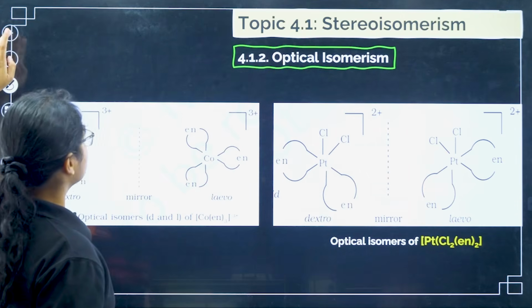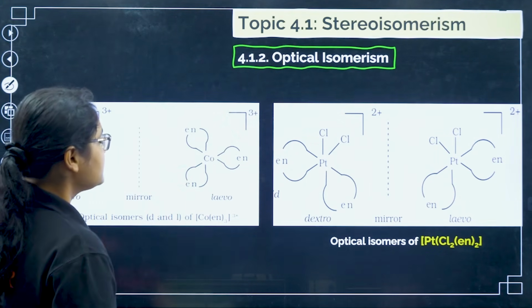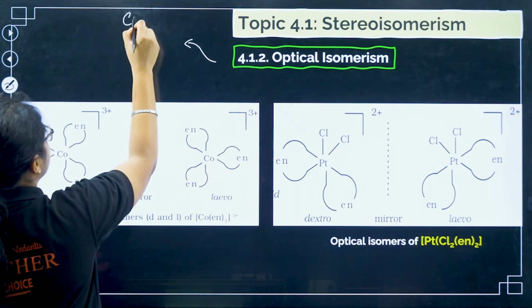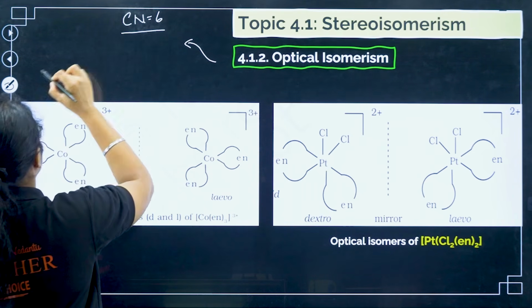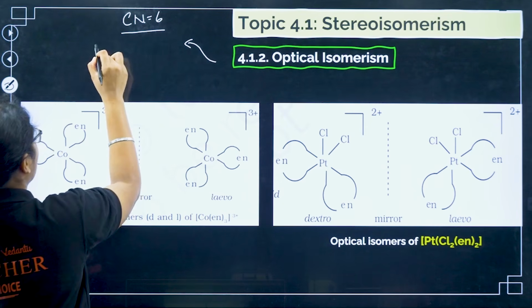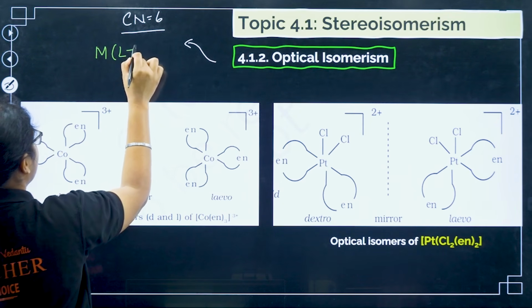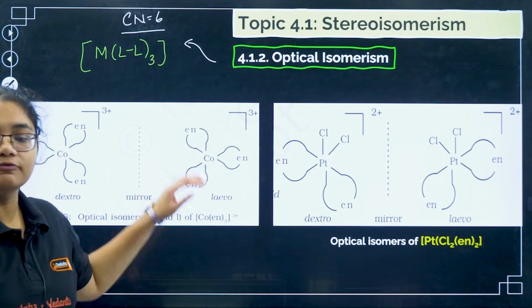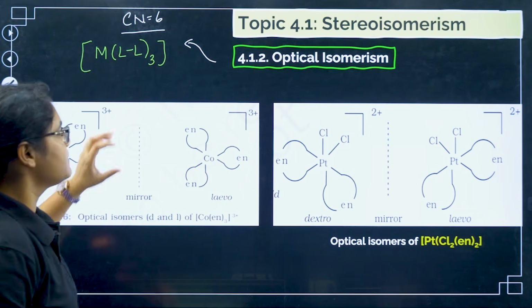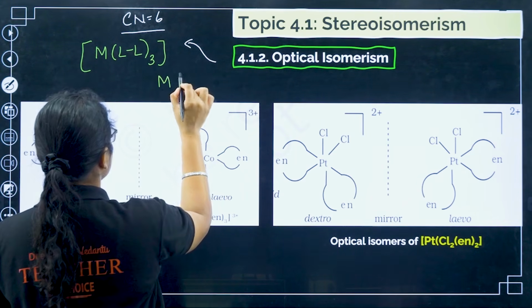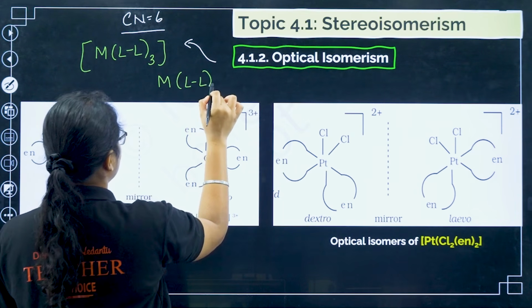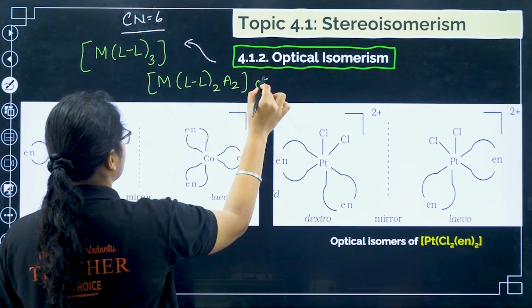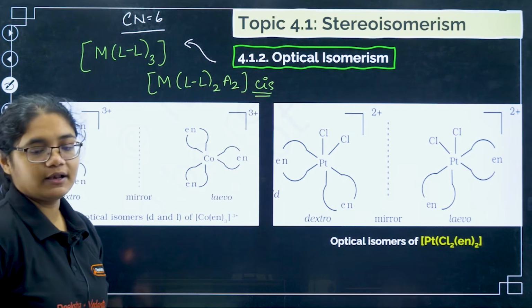Okay, now moving to the optical isomerism. Here you have to understand 2 types of compounds will show optical isomerism. For coordination number 6 we are talking. So for coordination number 6, if you have a structure like this, MLL whole 3, this one will show optical isomerism, and there's one more possibility, that is MLL whole 2 A2. The cis form of this one will also show optical isomerism.